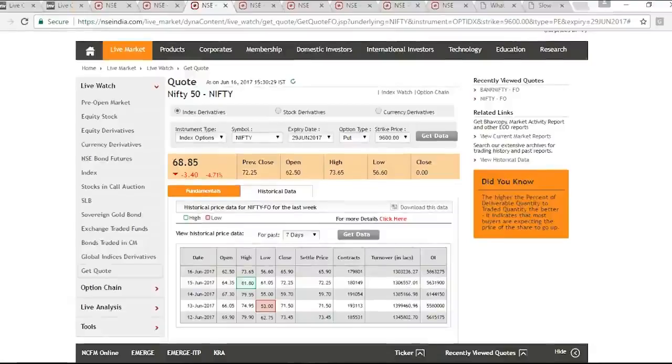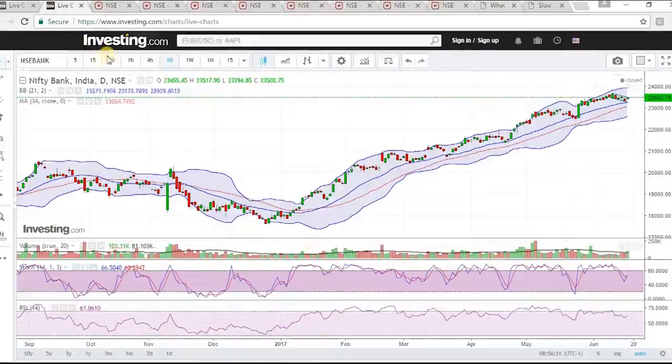Now let us look at the Bank Nifty. Here we can see the Bank Nifty chart, right? The Bank Nifty daily chart again shows consolidation similar to Nifty. Now let us look at the hourly time frame.